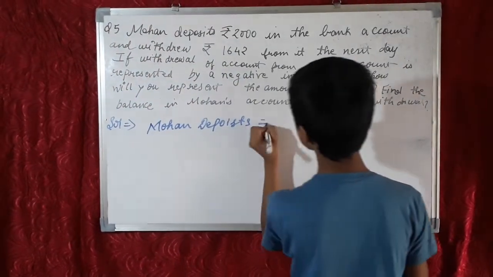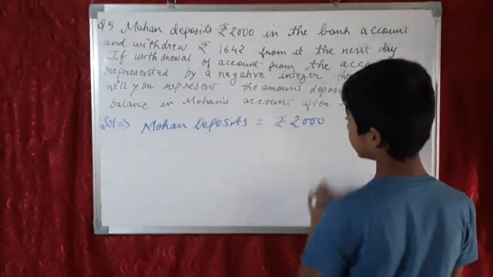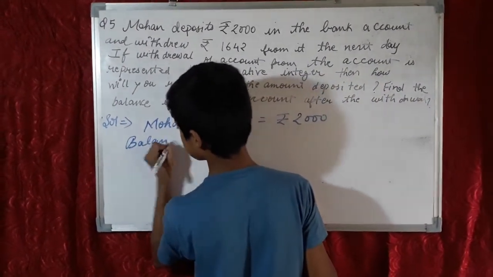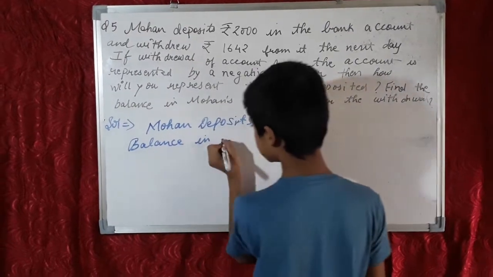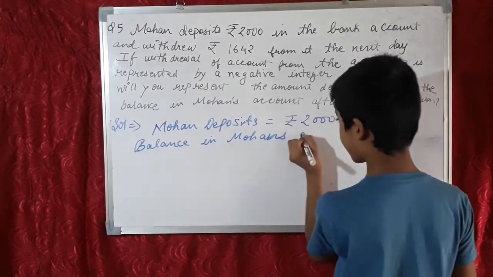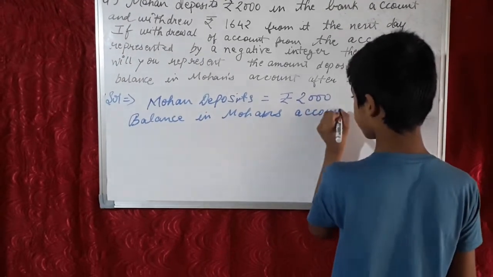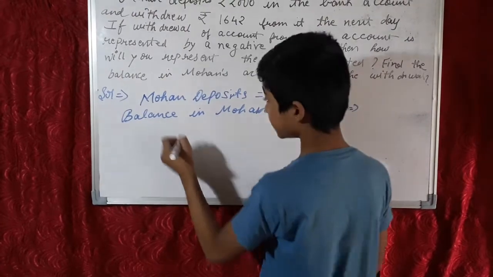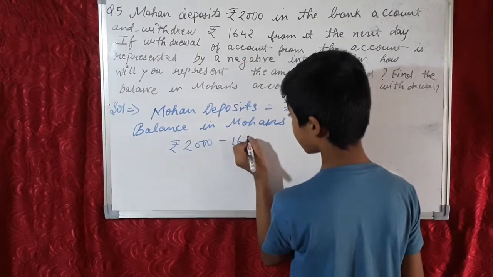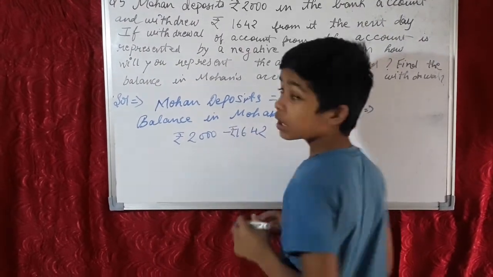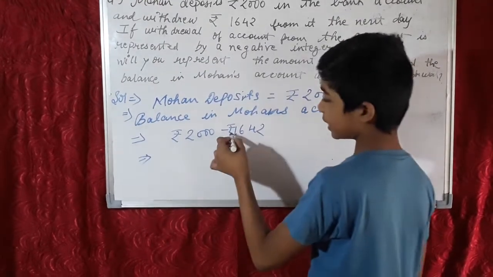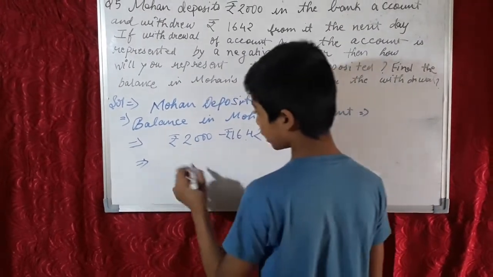Mohan deposits. How many rupees? 2,000 deposits. Then balance in Mohan's account. Okay. Then what do we write? It is rupees 2,000. So we write rupees 2,000. Then minus 1,642 rupees. Okay. Then what will we have to do? We have to do subtraction here. Then if it is subtracted, what will your answer be?